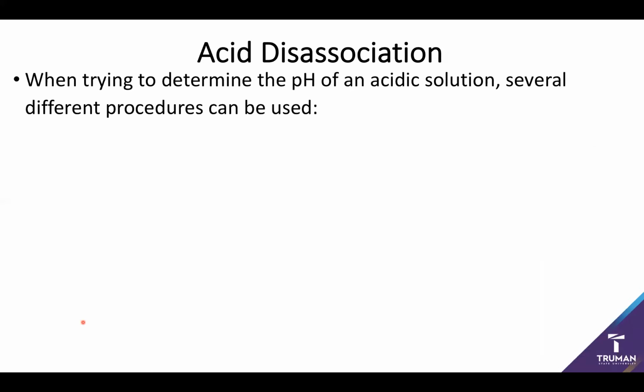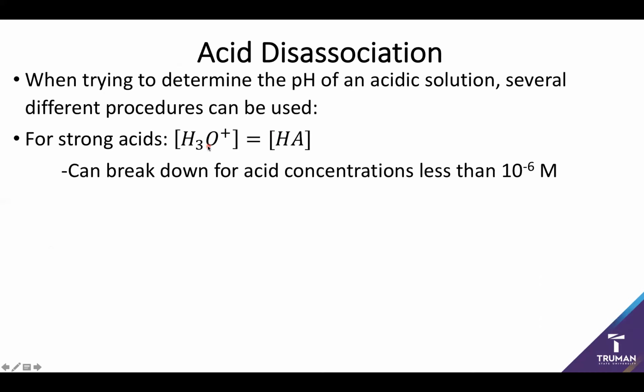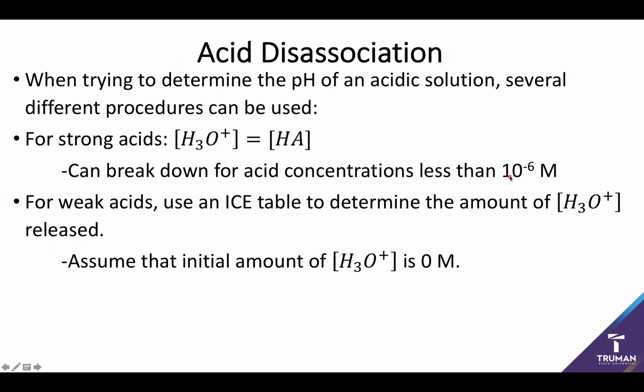So when we're going to try and determine the pH of an acidic solution, we're going to use several different key procedures. The first of which is if we've got a strong acid, we're going to assume that the concentration of acid we added is going to be the concentration of protons. Again, watch out as this can break down for acid concentrations less than about 10 to the negative 6 molar. However, if I've got a weak acid, what we're going to need to do is use a full ice table to determine the amount of protons released.